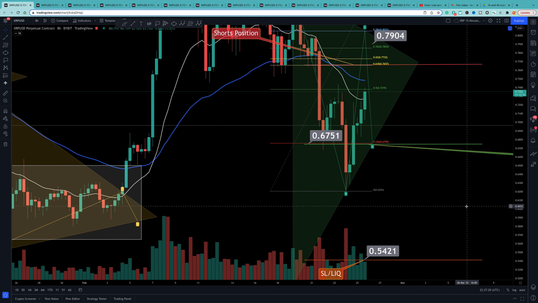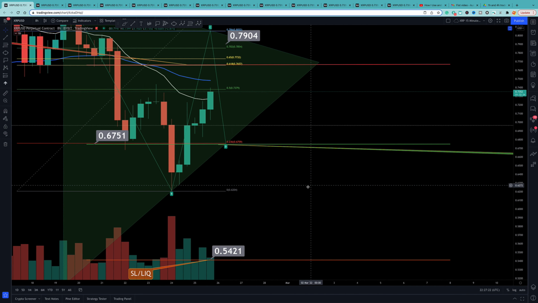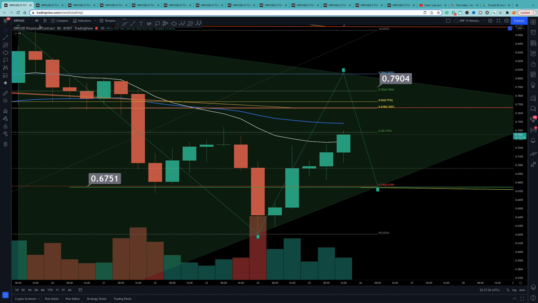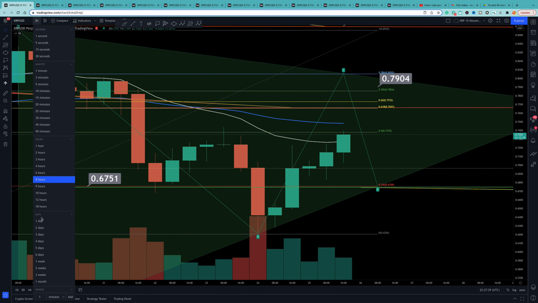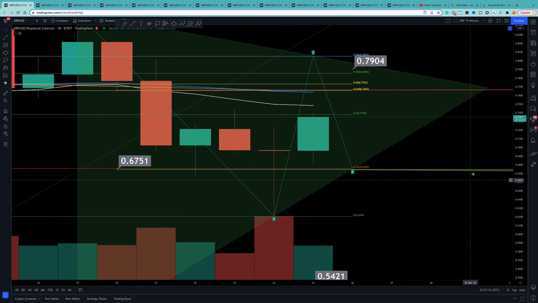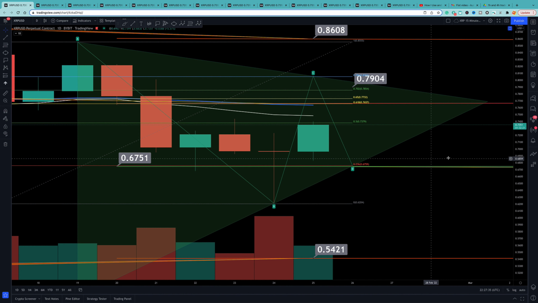Because it's a 5-minute chart, we're working in a really small space. When you go up into the higher timelines, the size of this space we're working in gets really small. So every time it goes up, I have to zoom in and open it out.